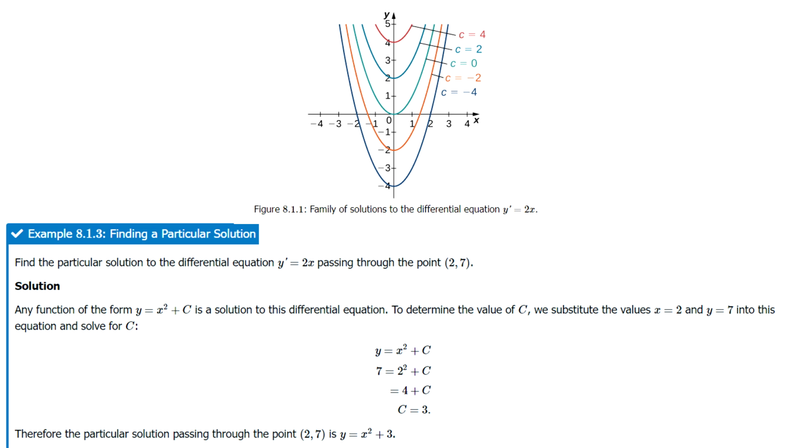In this case you can see that we're looking for a specific solution, and the solution we're looking for is the one that passes through the point 2, 7. If you substitute the values, you find that such a solution is when C is equal to 3, and this point is what's called a boundary condition. This is one of the ways that you can specify which specific function out of the family of functions you need as a result.